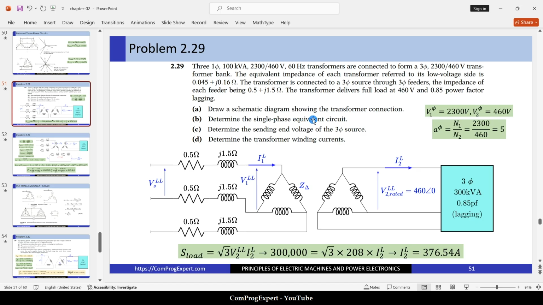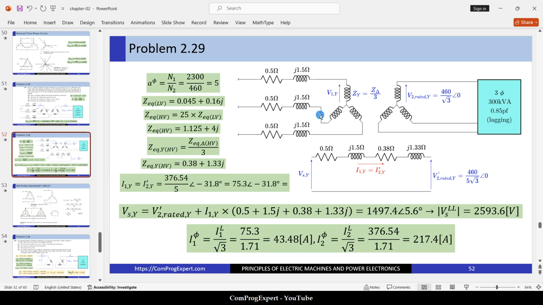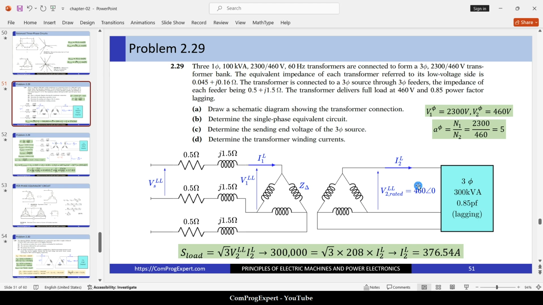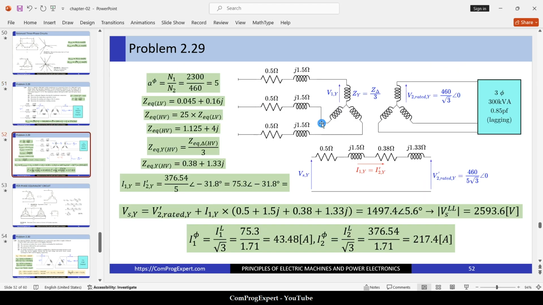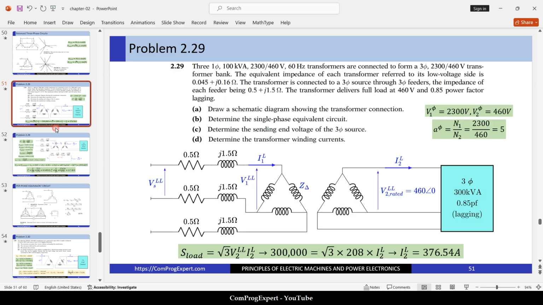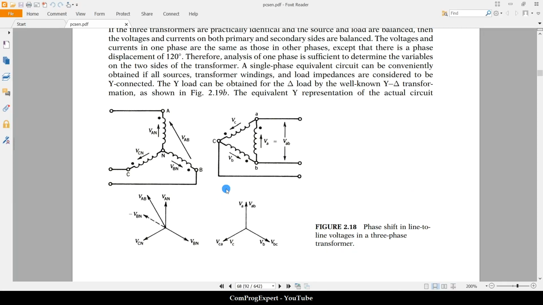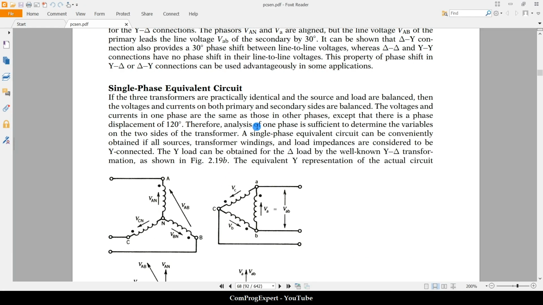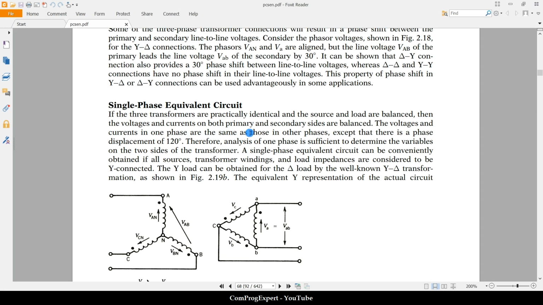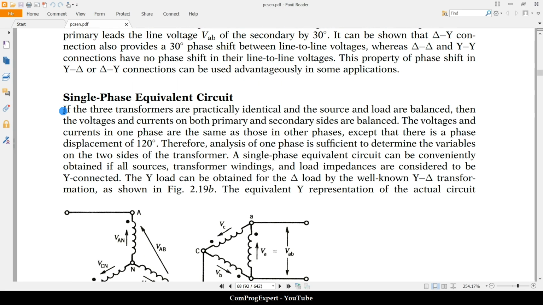Determine the single-phase equivalent circuit. How can we generate the single-phase equivalent circuit model of this three-phase system? We should change delta connections into a star connection format. You can review the appendix again. Here also we have this subsection in chapter 2.